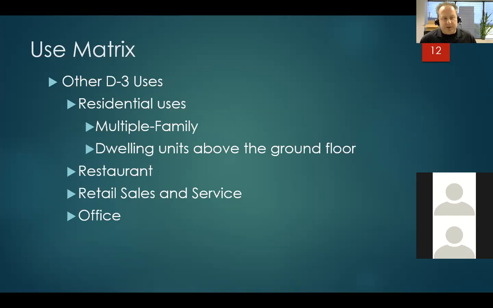Some of these buildings, especially in the mill block, are zoned D3. Currently, they have dwelling units on the second floor. And then other uses, again permitted, are restaurants, retail type uses, and office. Those are uses that are permitted in the I2 district, but also come along with D3 as well.